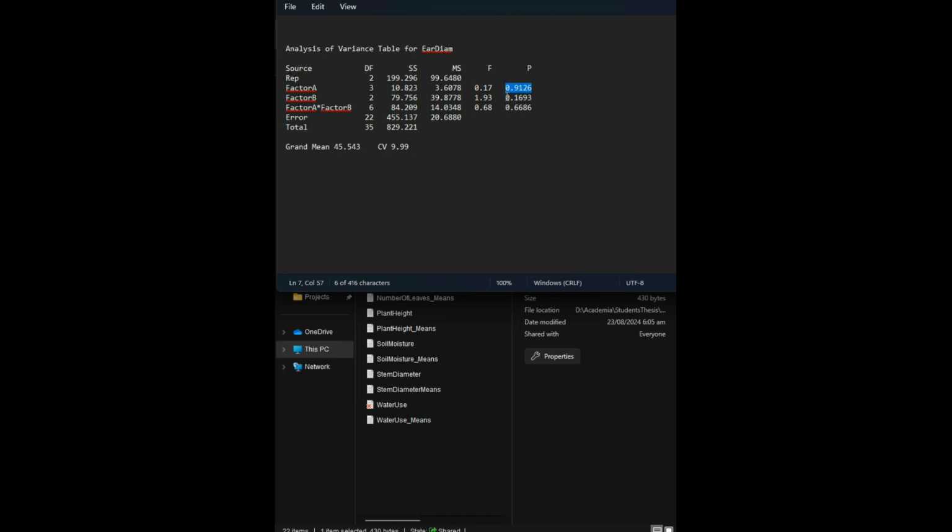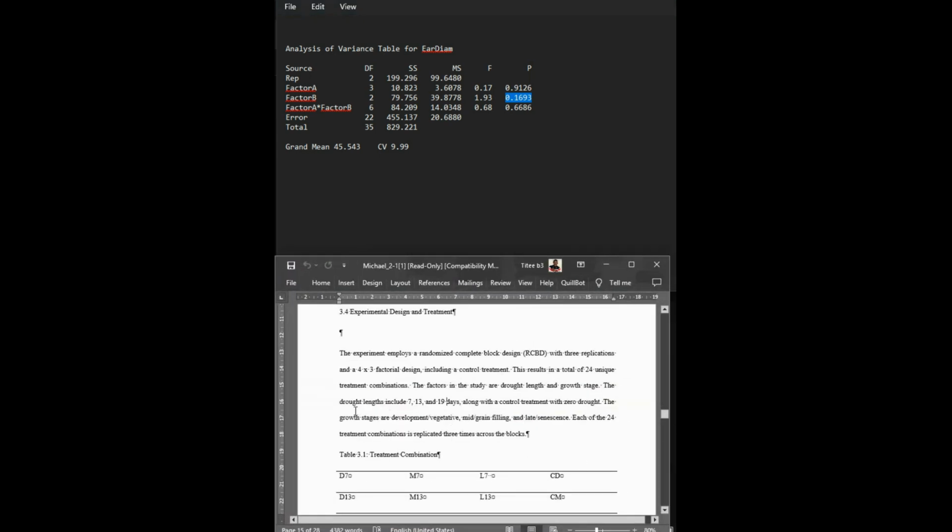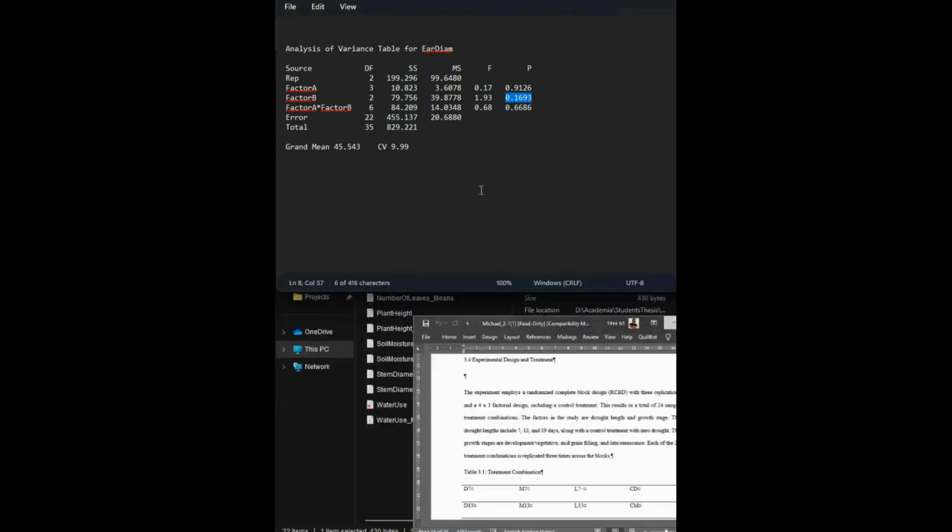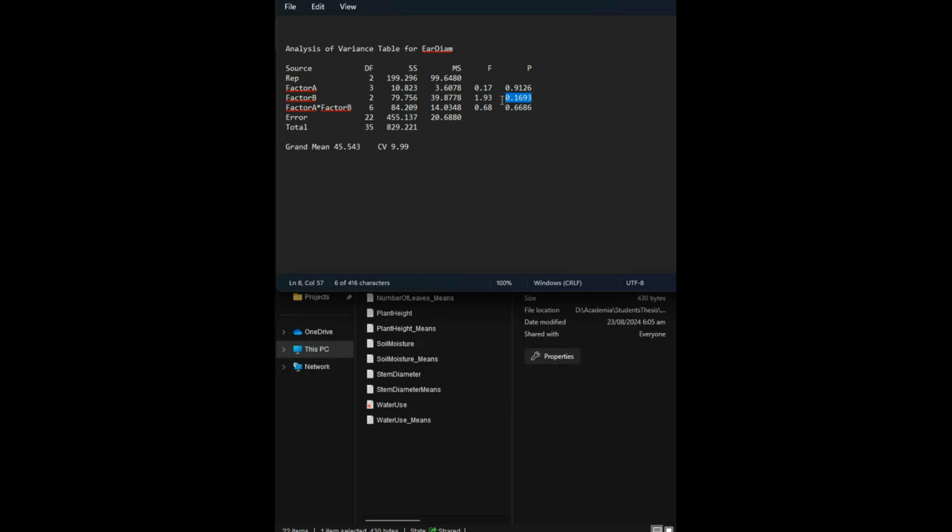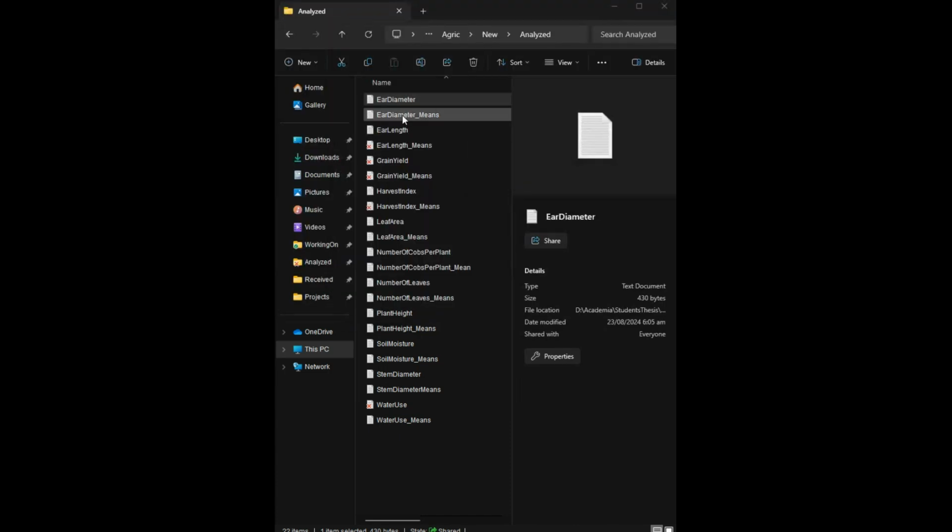What do we say again? Growth stages and what? Drought length. And drought length too was not significant. And the combination of growth stages and drought length was also not significant. That is in simple terms that way. So when it is not significant like this, you see this file, ear diameter, it is 2. I have the ear diameter itself that is showing you the p-values, the ANOVA table.